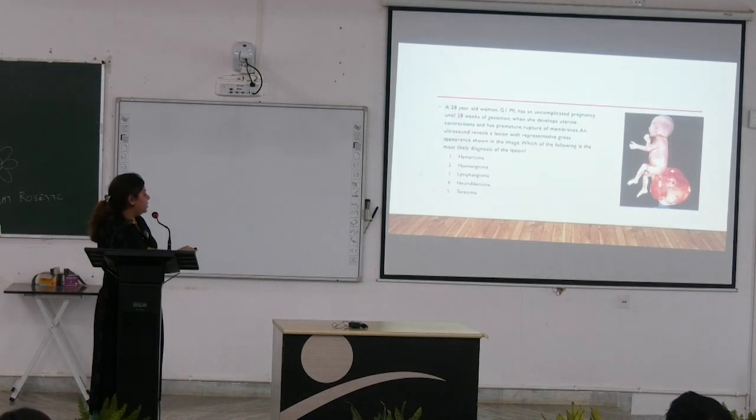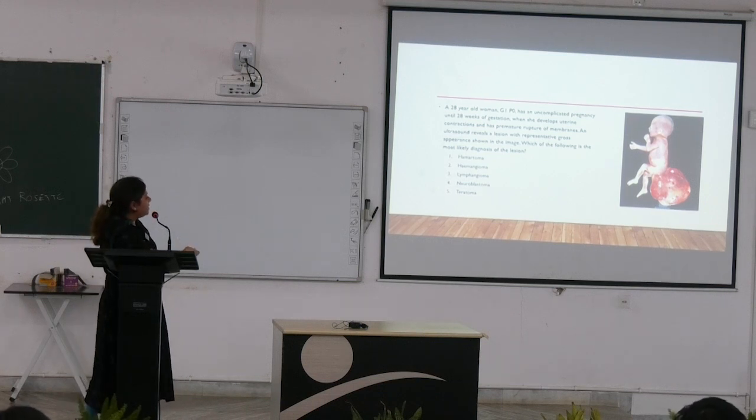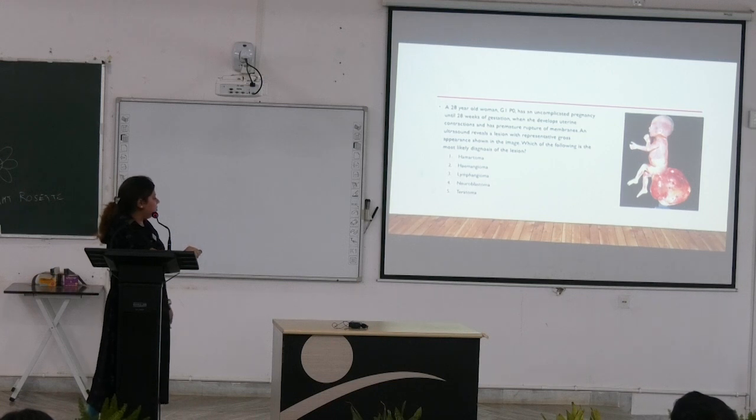Next question. A 28-year-old woman, gravida 1, parity 0, you will understand this in gynae. G1 means first pregnancy. She has an uncomplicated pregnancy until 28 weeks of gestation, when she develops uterine contractions and has premature rupture of membranes. This means the mother is suddenly delivering the baby at 28 weeks. It is early. And ultrasound reveals a lesion with representative gross appearance shown in the image. Which of the following is the most likely diagnosis of the lesion?